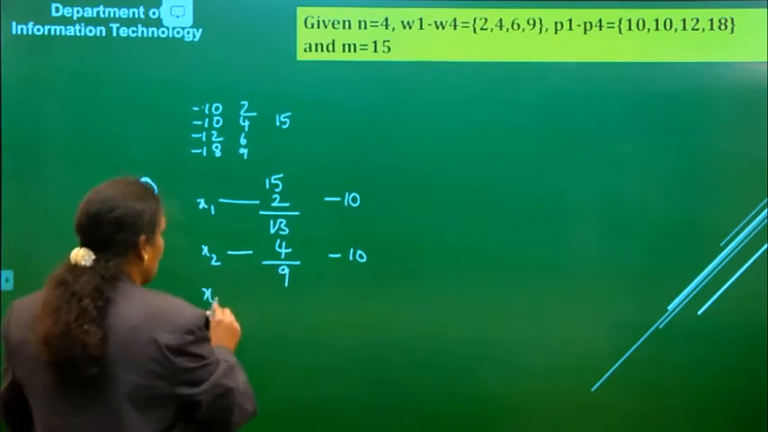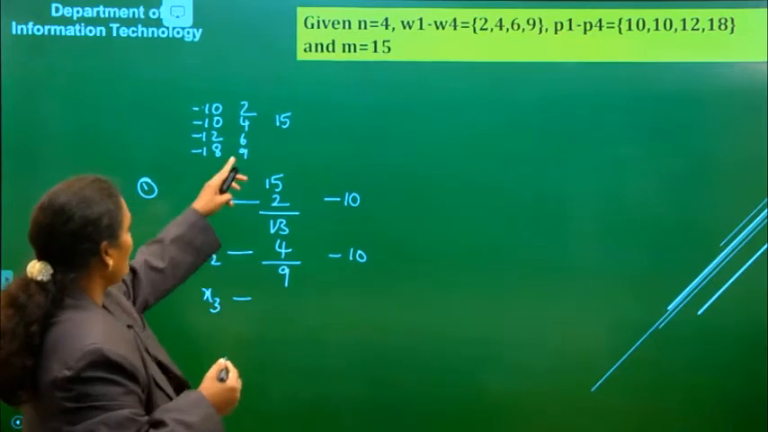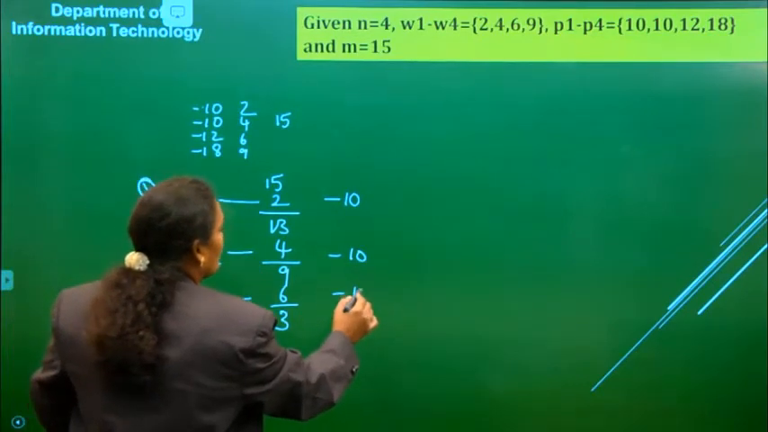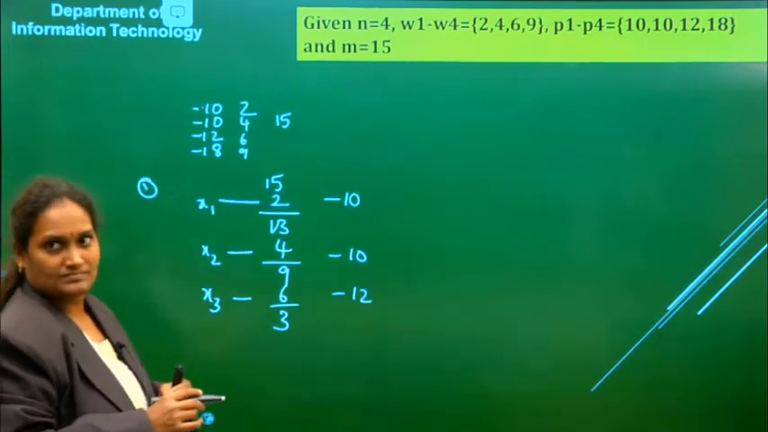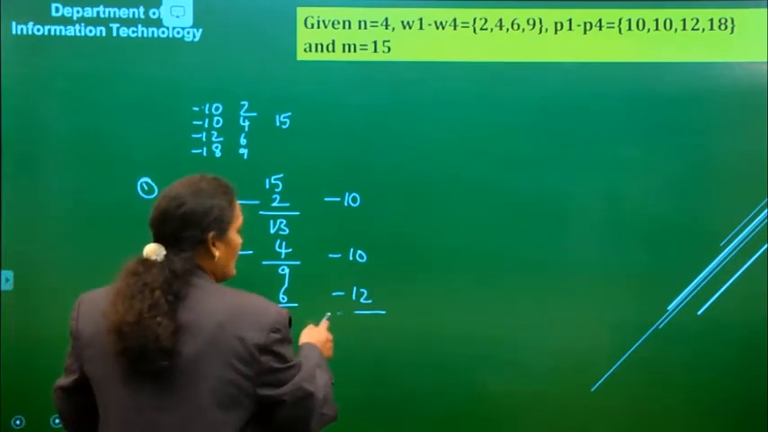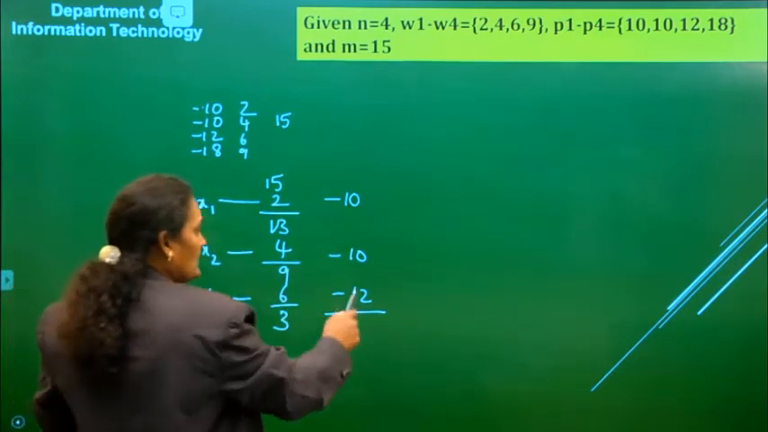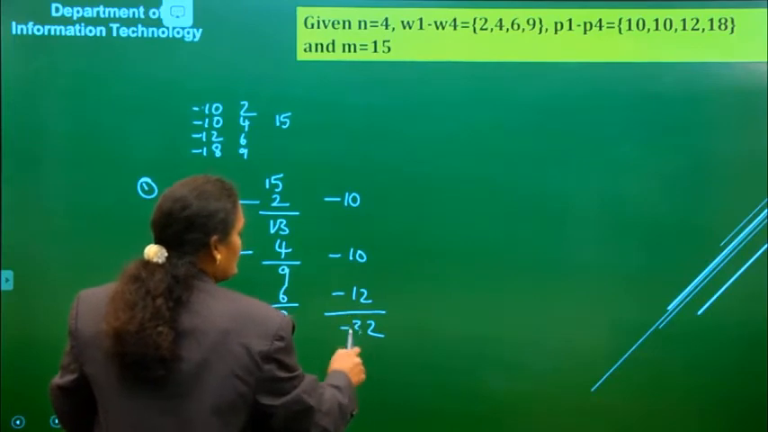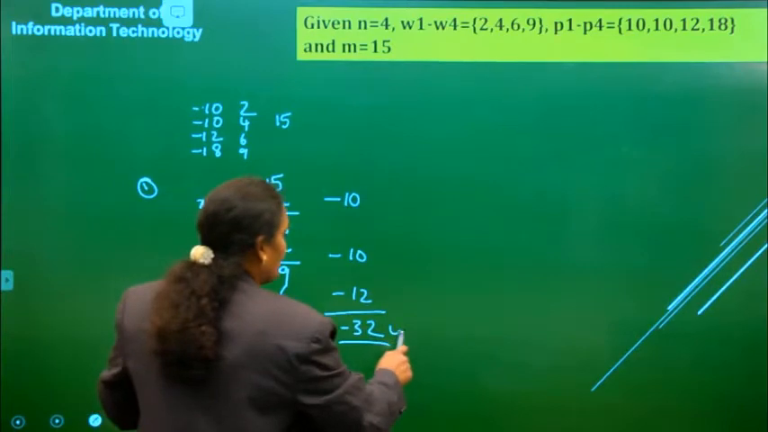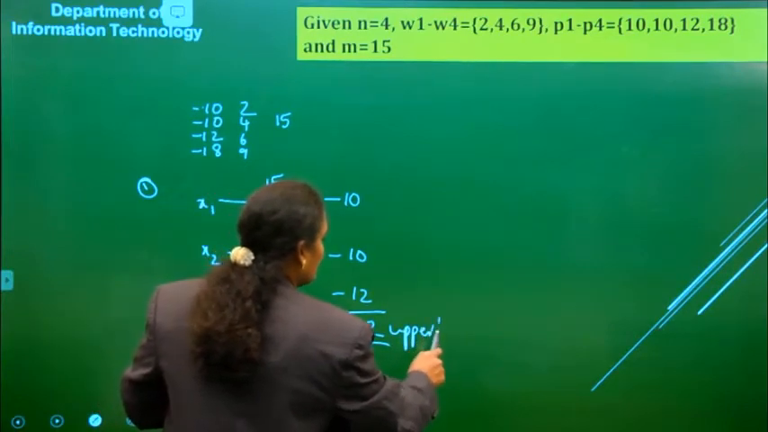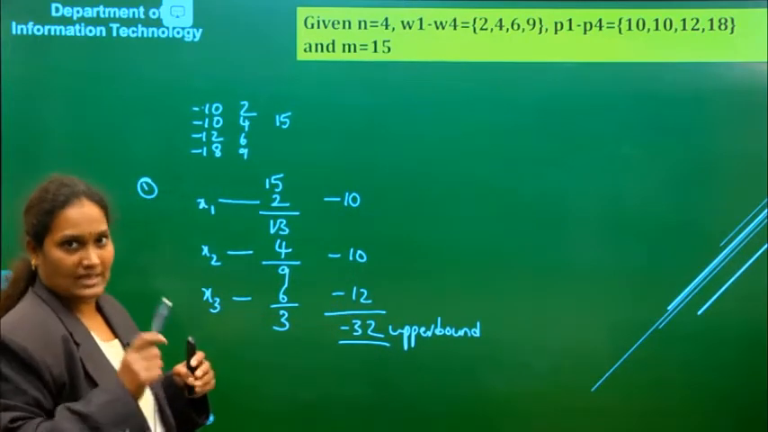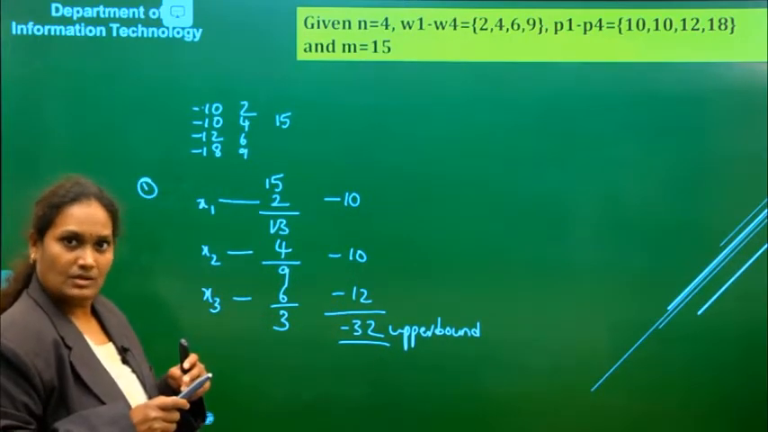Now let us consider x3. I am completely placing x3 also. What is remaining? 3. What is the profit I am earning? Minus 12. Now you can consider this as the upper bound. So what is this one? Minus 10, minus 10, minus 12, so totally it becomes minus 32. So the upper bound that you are considering is minus 32 at node 1.